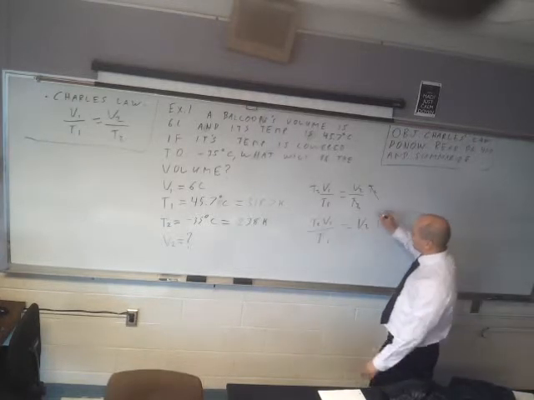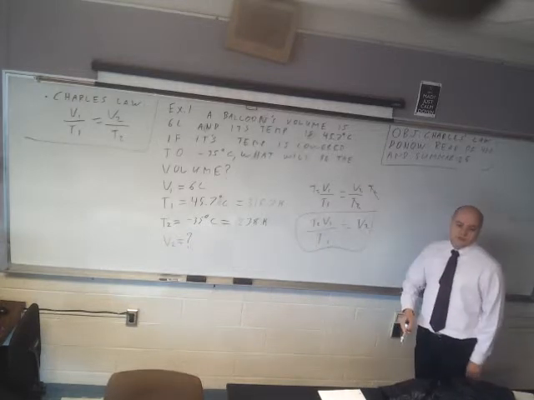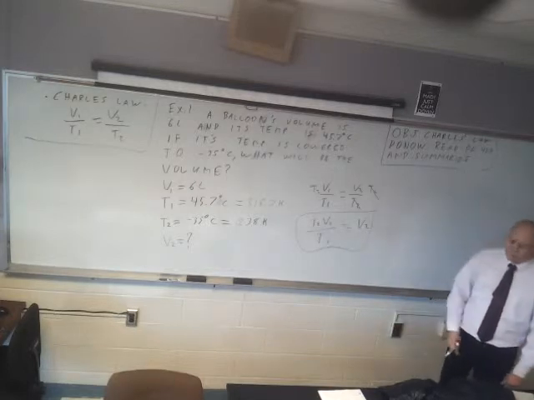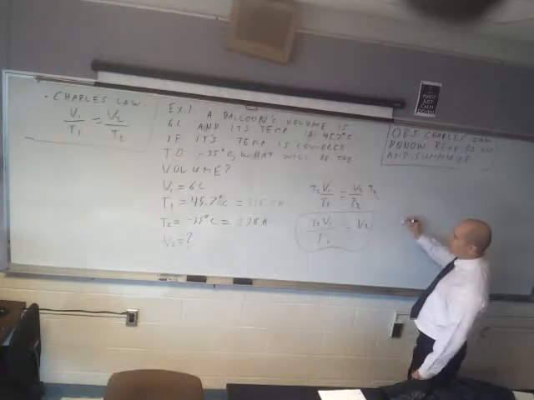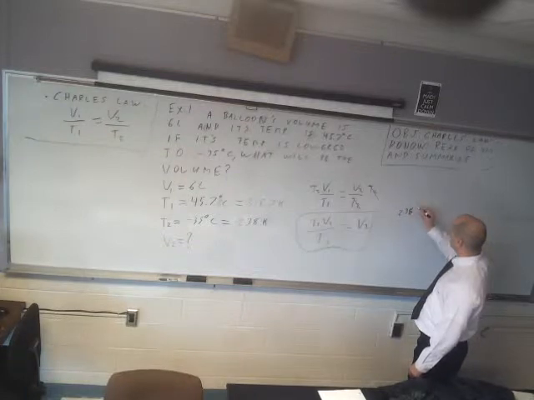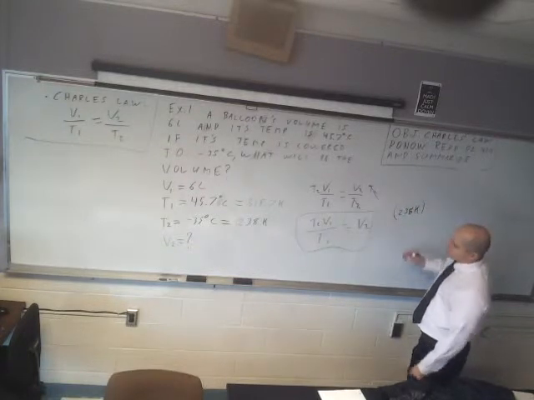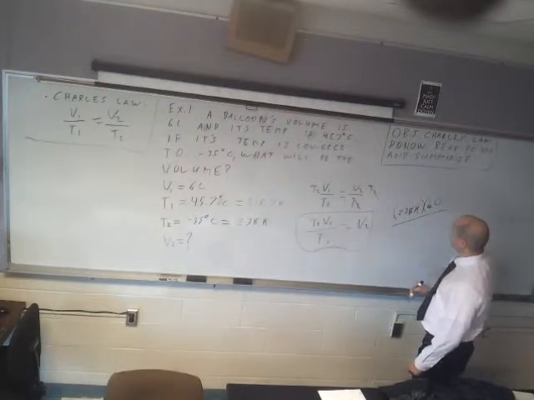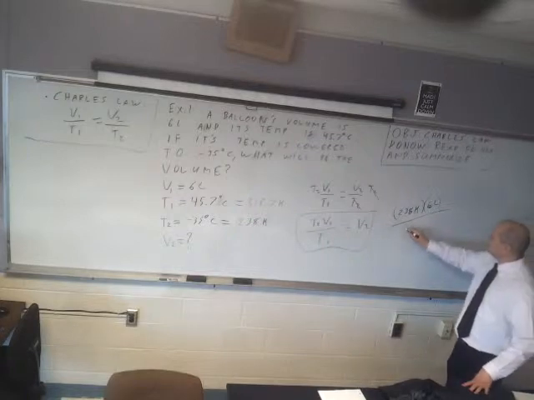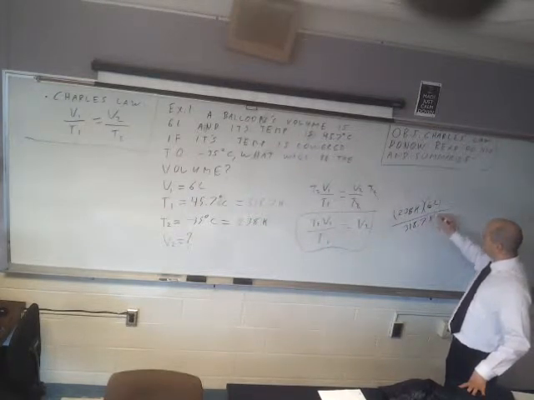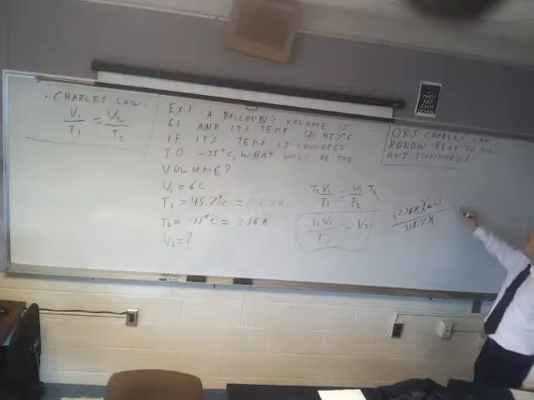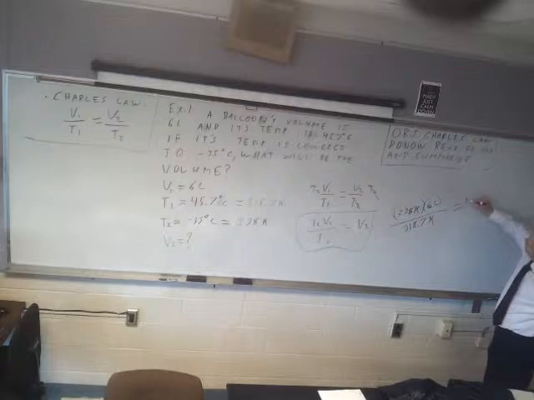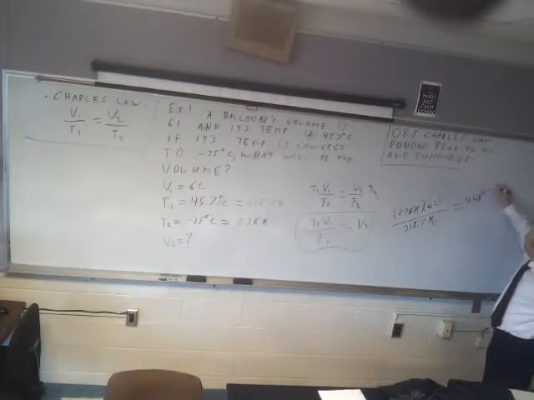By the way, you should know by now that it's worthwhile to write this down, so when you get problems on the worksheet and I say what's the volume, you already have your solution. All right, so it's going to be 238 K times 6 liters divided by 318.7 K. Kelvin's going to cancel, our answer's going to be in liters. What do you get? 4.48 liters.